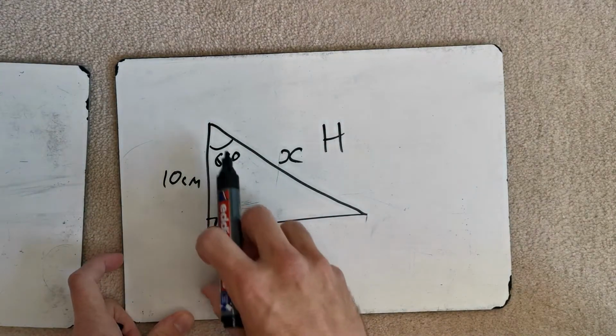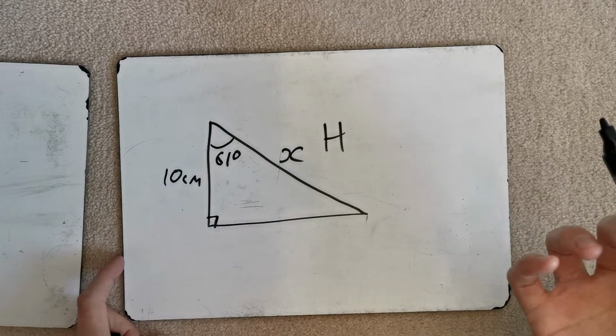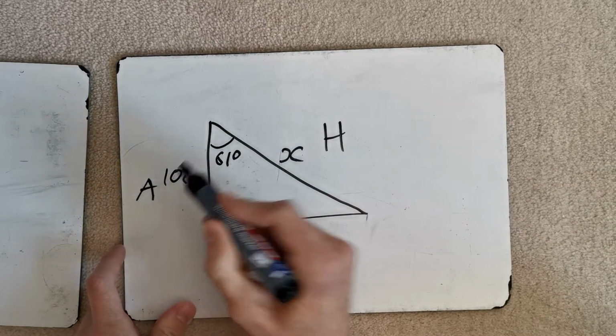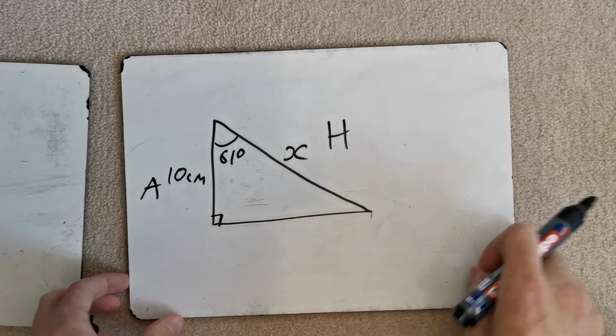On this side here, that is next to both of the angles. Adjacent means next to, doesn't it? Okay, so that's our adjacent. That's all we need to do to start with. Okay, that's one thing labelled. Here's another one to get labelled.